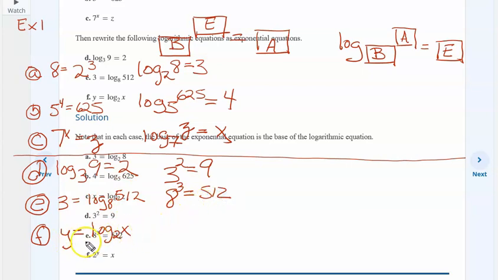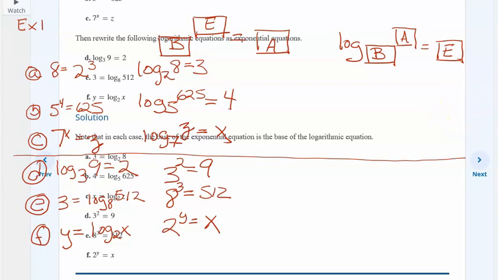And then here's another symbolic one. What's our base here? 2. Our exponent, y. And our answer is x. And I've brought back the answers so you could see them here as the solutions.